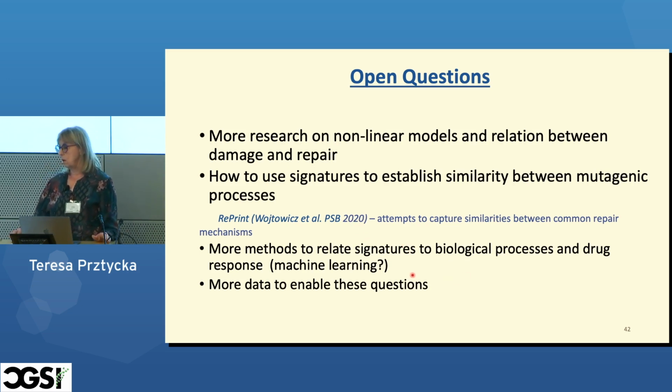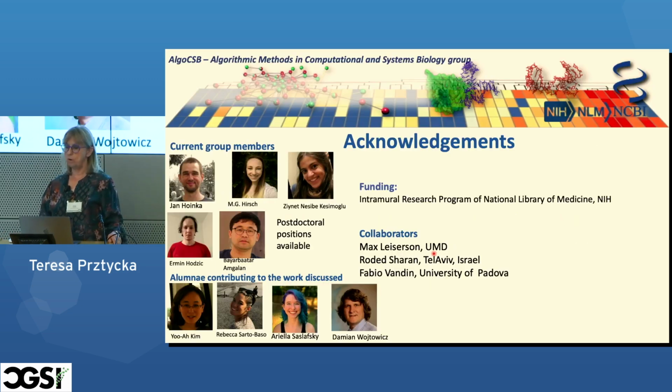There is also a need for more methods to relate signatures to biological processes. We tried two, but more methods would be interesting. And then, of course, as the data increase and we have more and more data, that may enable this, and also maybe the introduction of more machine learning types of approaches.